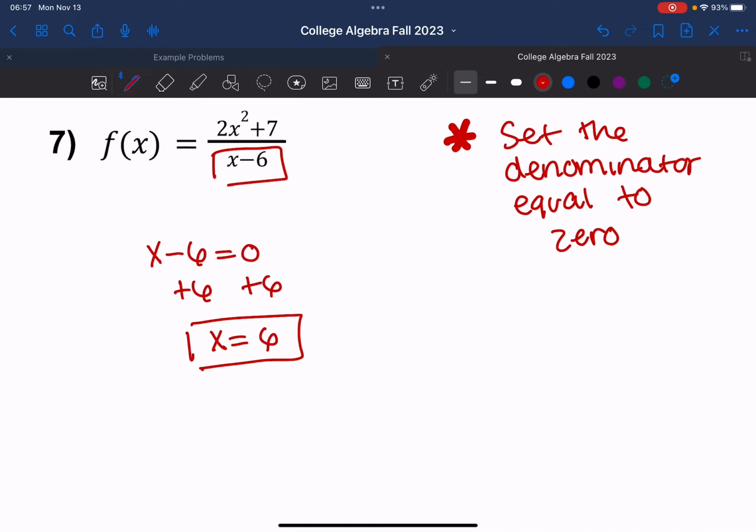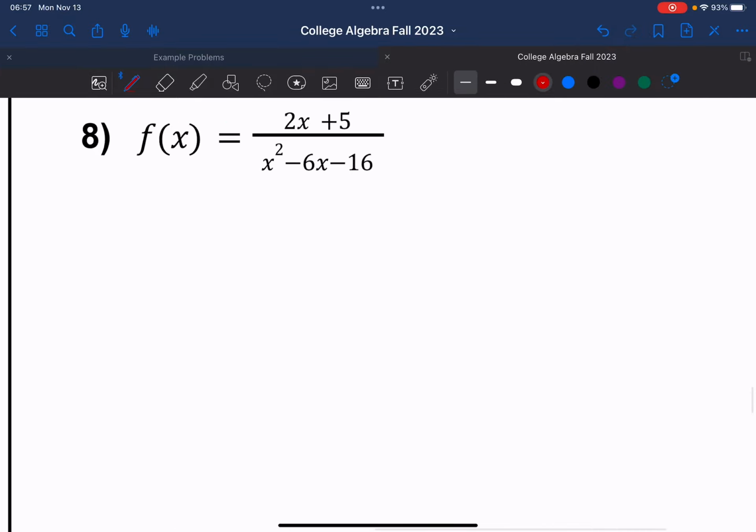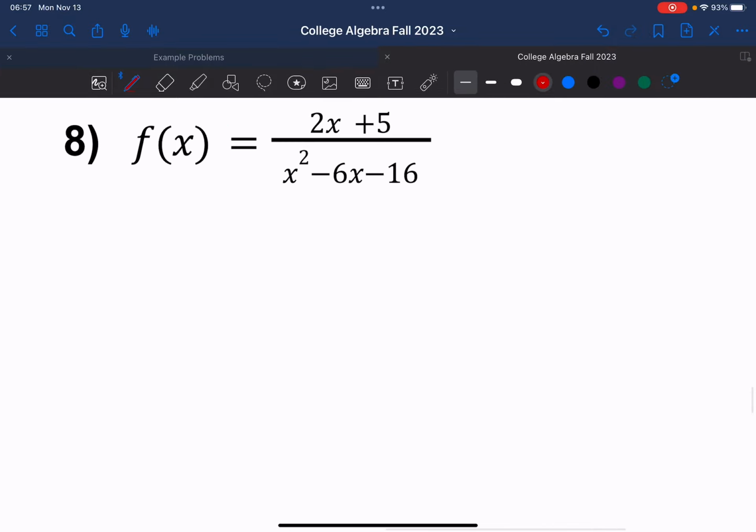That's it? That's it. However, they're not always this easy. If we look at number 8, what do we notice about our denominator? It's a quadratic function. So if we set a quadratic function equal to 0, that means we have to use what to solve for x? Good, we could use the quadratic formula, that's one way. Or we could do what?